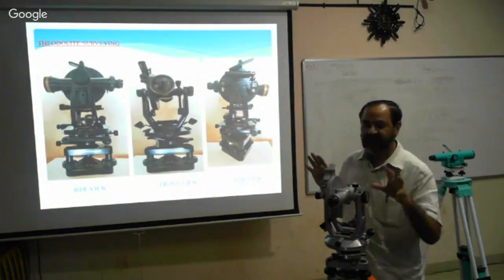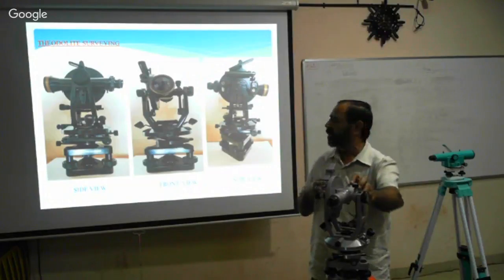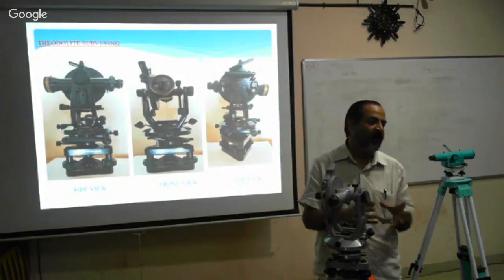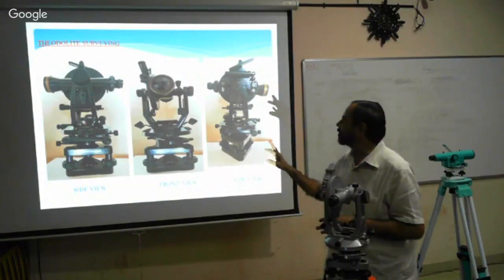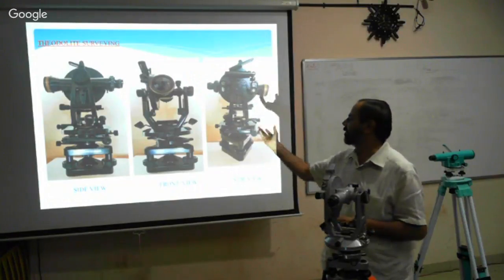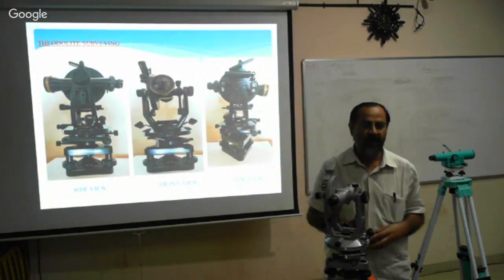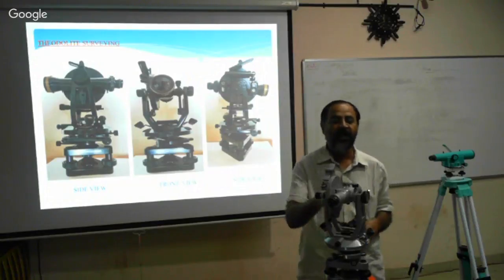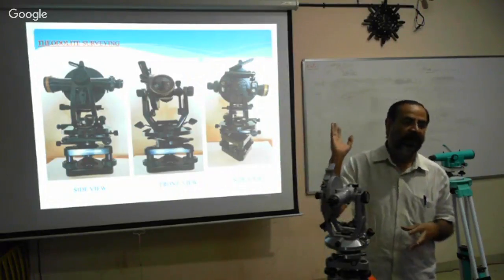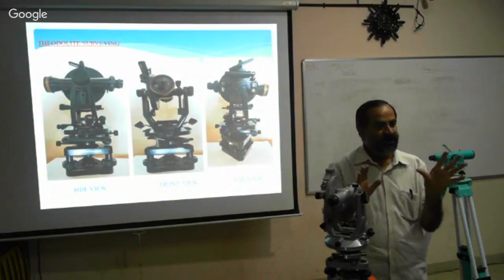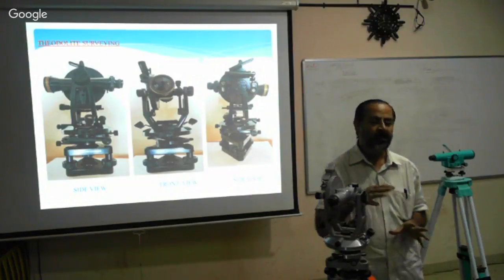This is another instrument. This photograph is not of this instrument. This is another instrument of a similar kind, the same type, nothing else, but with various views. I have taken the photograph from another theodolite. The only difference is that the color is black, and this is silver, and the rest is everything the same.